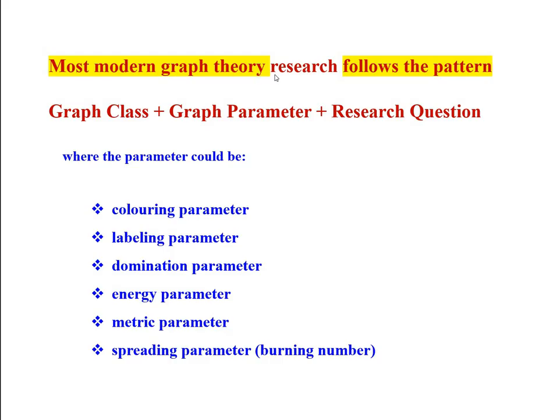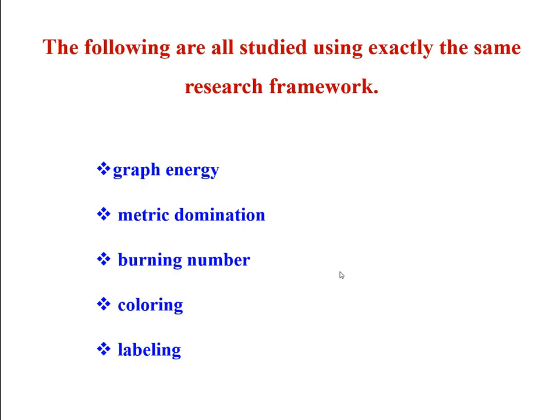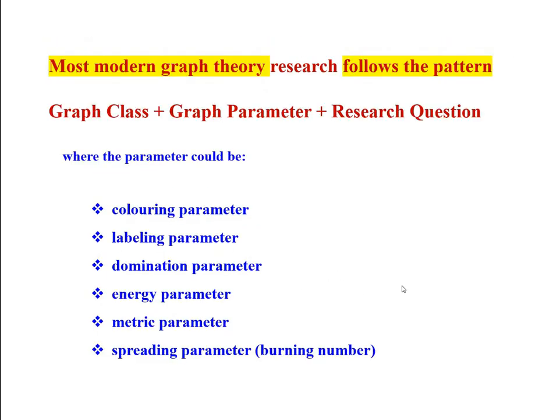Now, most modern graph theory research follows the pattern: graph class, graph parameter plus research question. This is what we already said, where the parameter could be a coloring or labeling parameter, domination parameter, energy parameter, metric parameter, or spreading parameter, that is your burning number. Again, this is the combination we have been describing. Just a summary of them, that is what is given here. Because we added one more, again a summary.